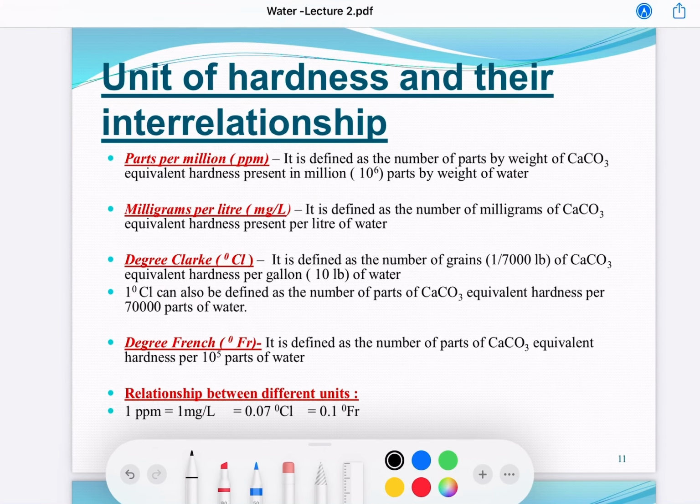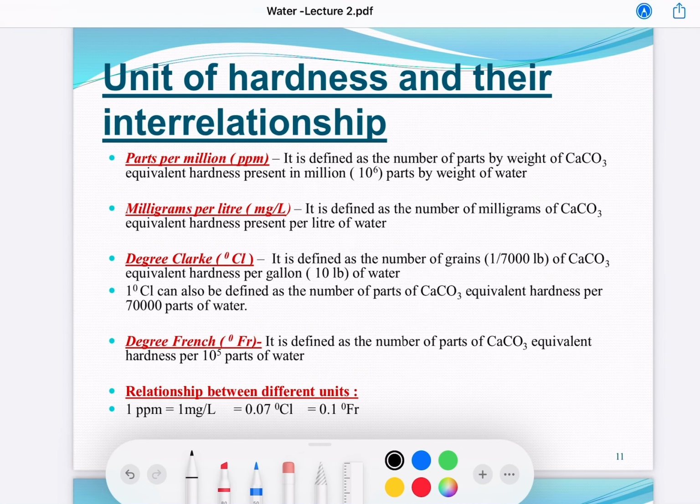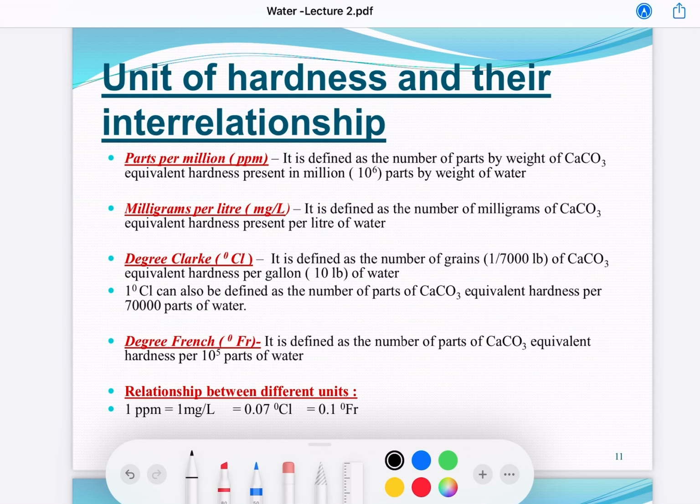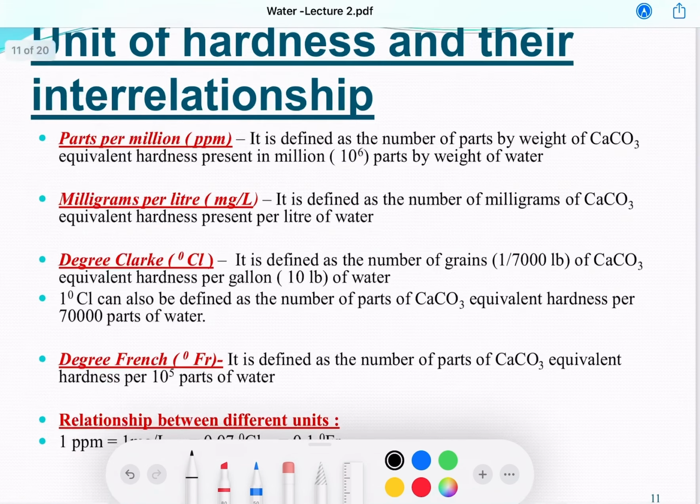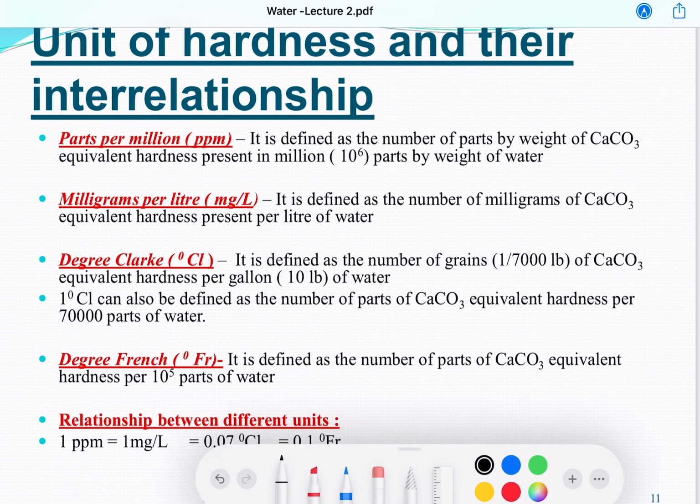Now what is hardness? It is nothing but a solution of calcium and magnesium salts in water. Just as you express the concentration of any solution in milligrams per liter, but since here the concentration is less, these are the 4 specific units which are used to express hardness. So what are these units? One is parts per million, second is milligrams per liter. Then we have 2 units which are not used very frequently. One is degree Clark and second is degree French.